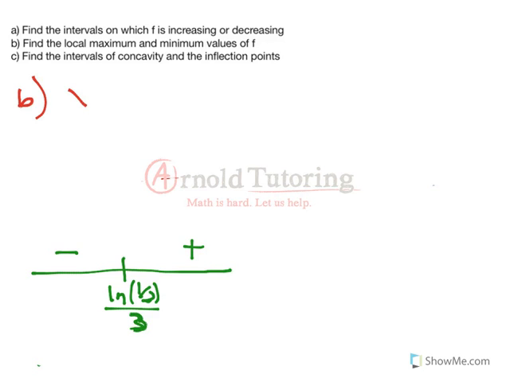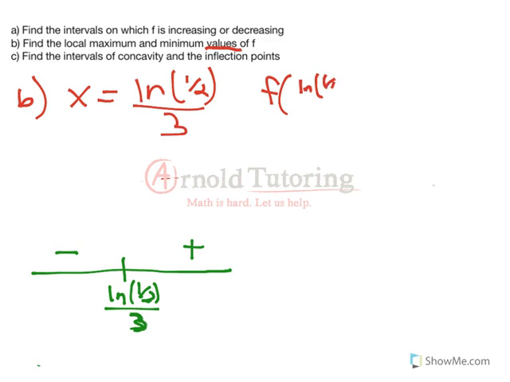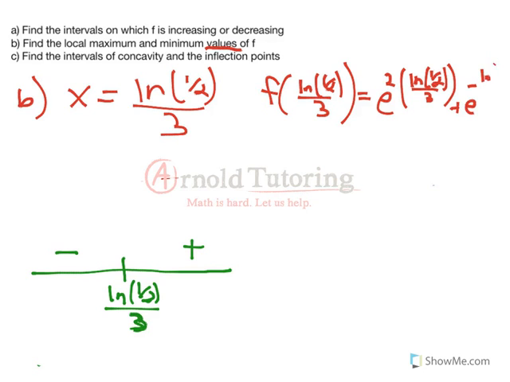So we found that the derivative is 0 when x equals ln of 1/2 over 3. But when it asks for the max and min values, that means they want the y value. So we have to actually plug that back in. So we want to find f of ln of 1/2 over 3. If we plug that in everywhere we see an x, we get 2 times ln of 1/2 over 3 plus e to the negative ln of 1/2 over 3.